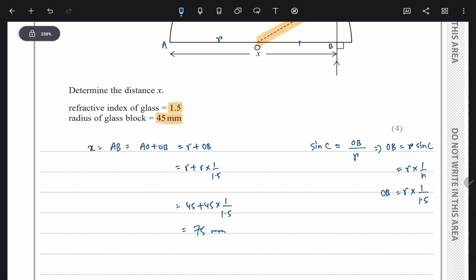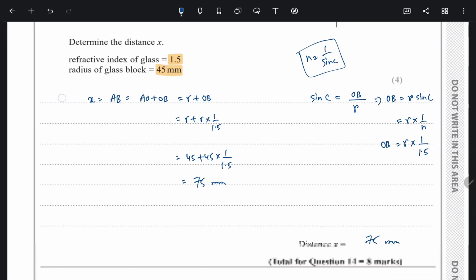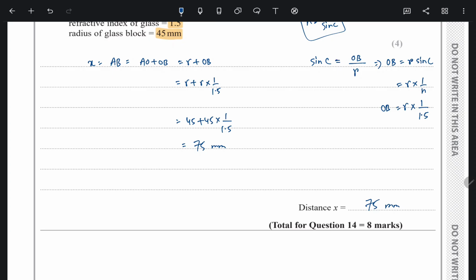Okay, so we had to use some trigonometry, and the formula n equals 1 by sine c to solve this problem. Okay, so we're done with question 14. We'll be doing question 15 and 16 on the next video.